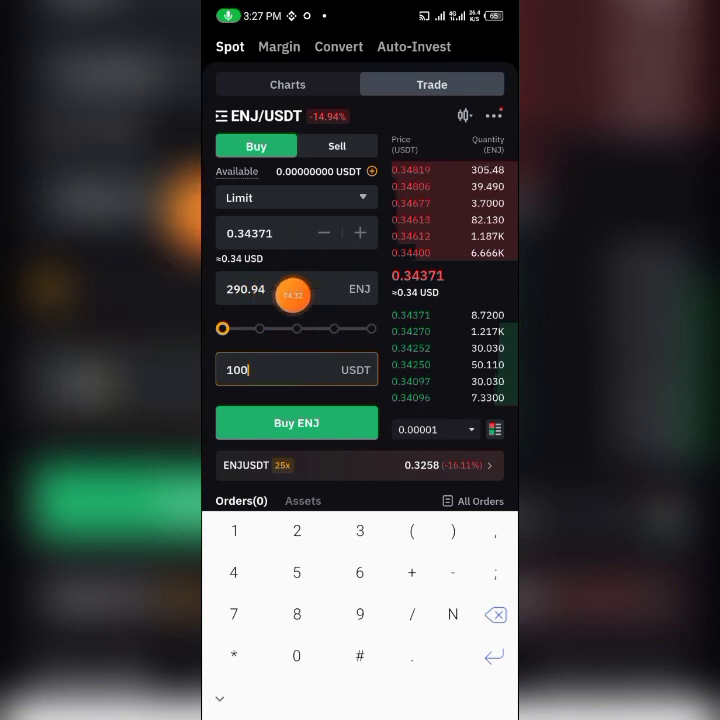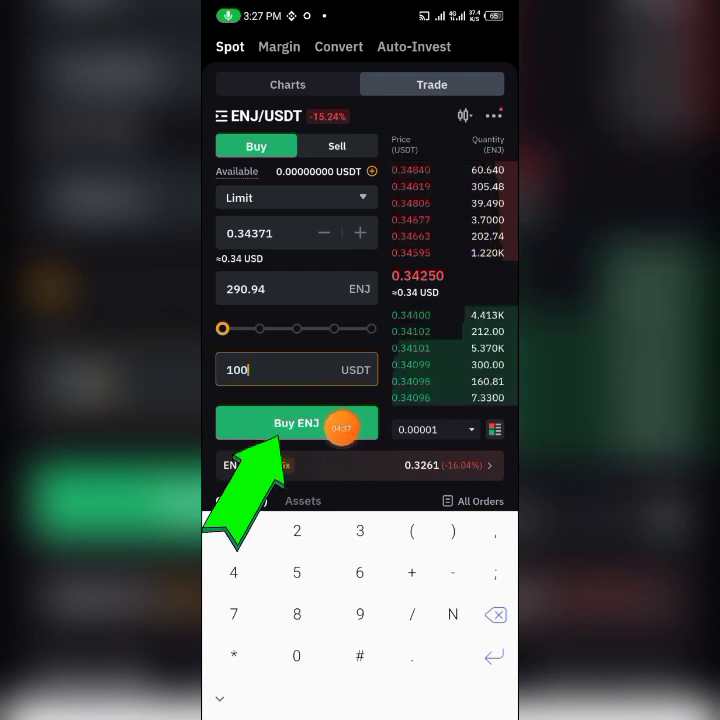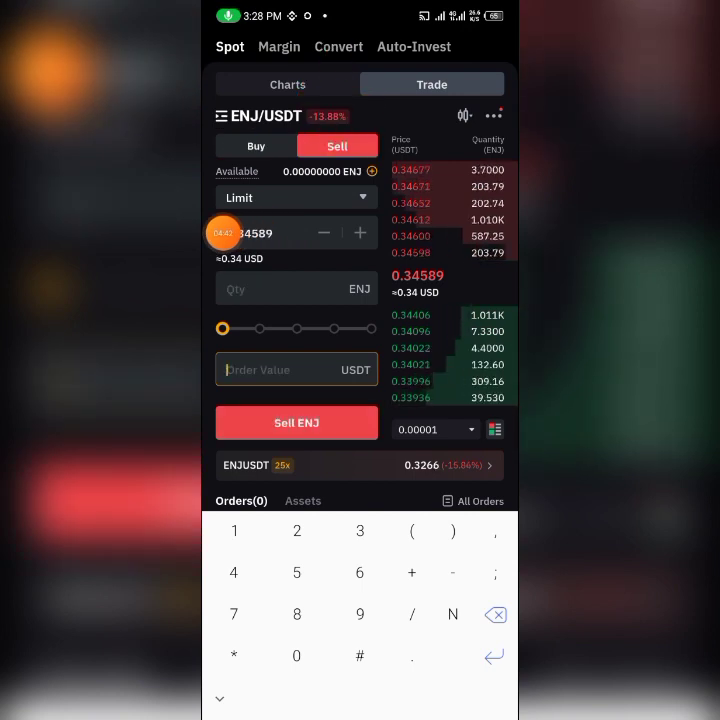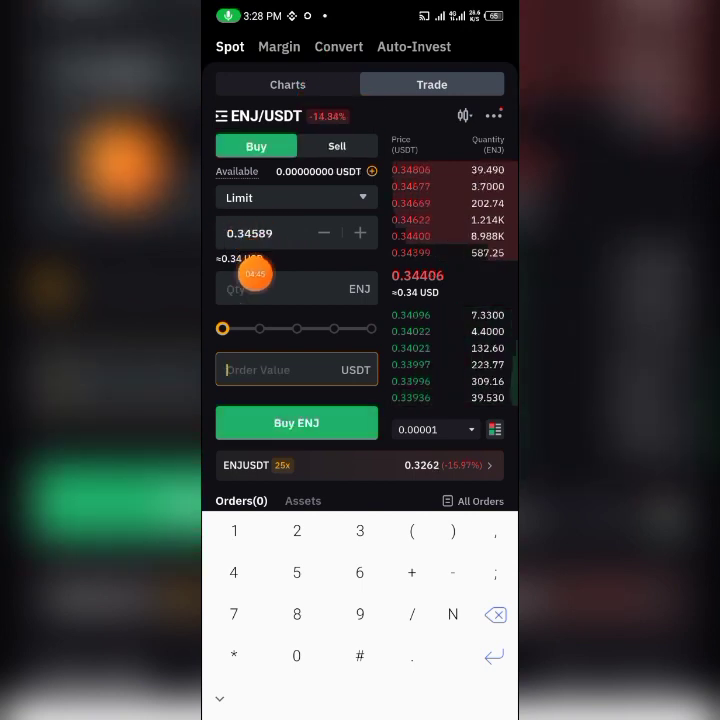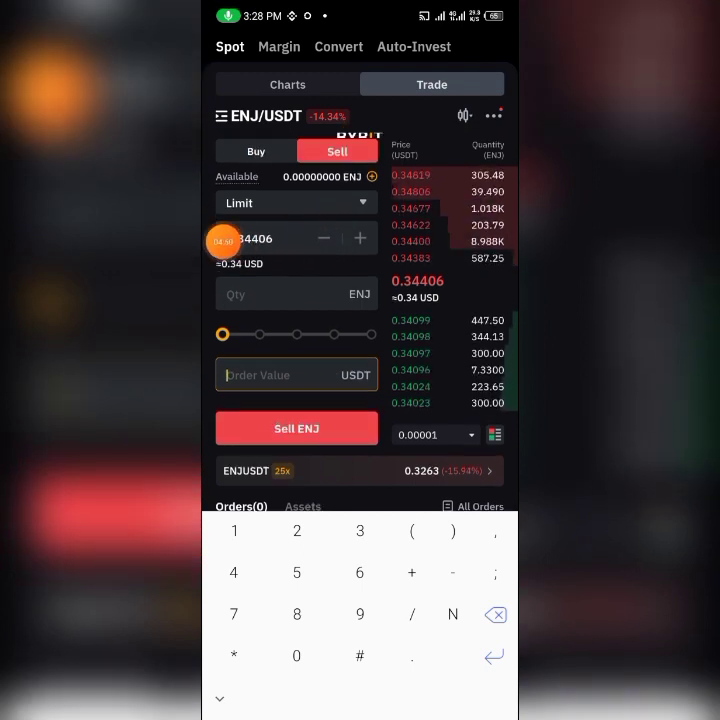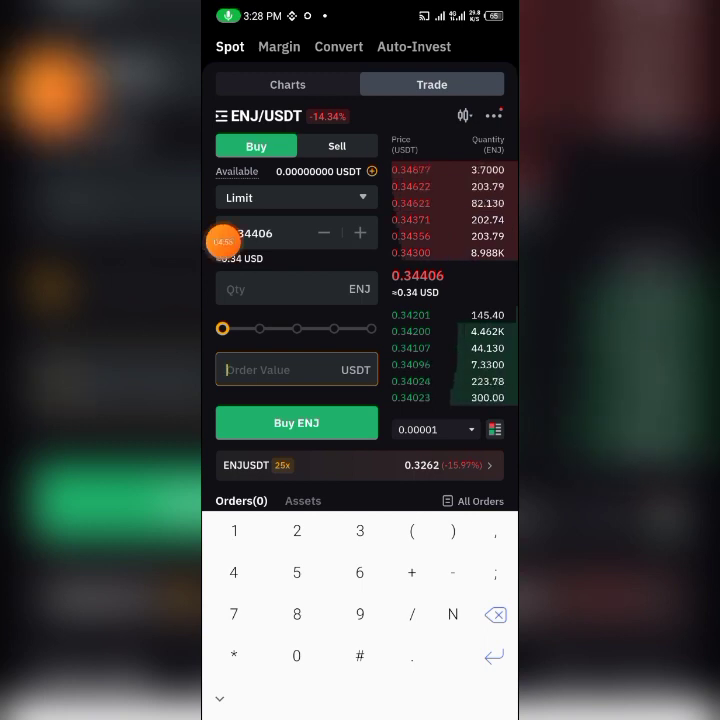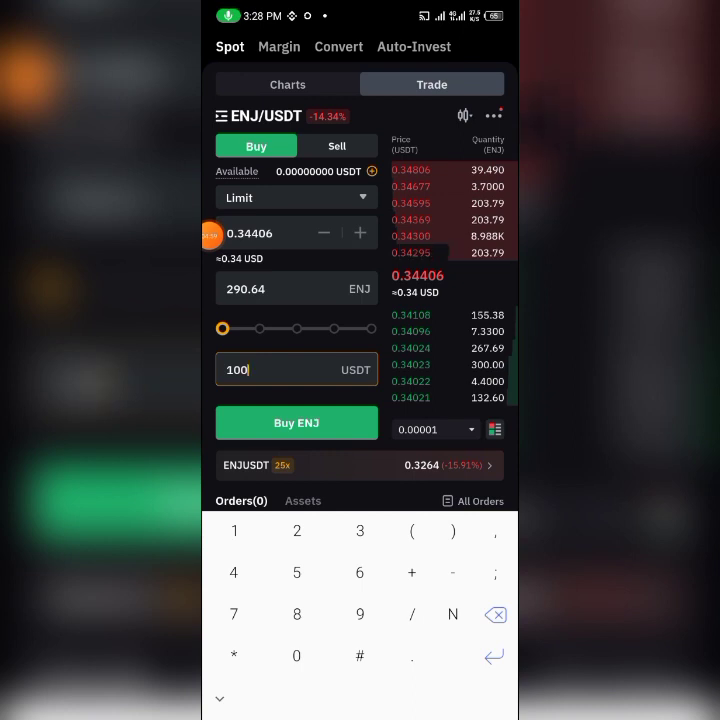Now this green icon simply means buy, while the red icon simply means sell. Hope you understand. This means you are buying ENJ. The sell section means you are selling ENJ. So we are leaving it on buy since we want to use 100 USDT for this capital, and you see that the price appears automatically.